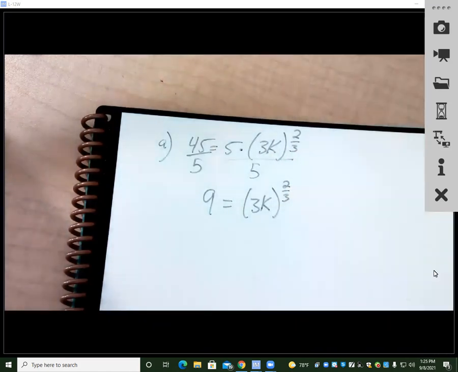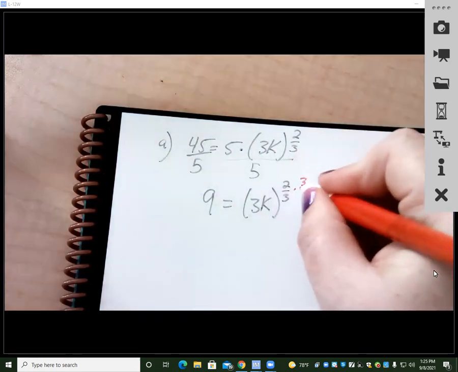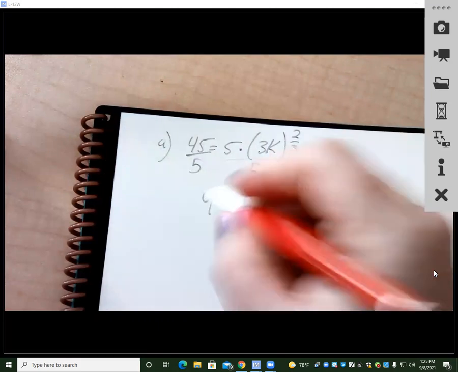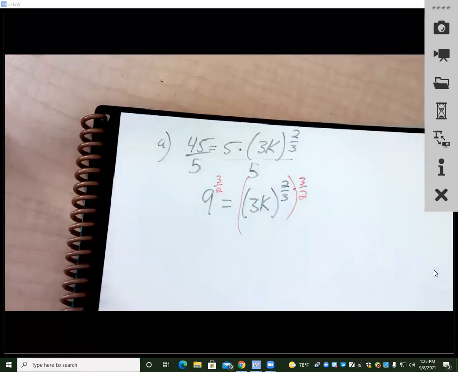All right, so now I have the thing being raised to the exponent by itself. In this case, it's all of 3k. So to undo this raising to the 2/3, I'm going to raise it to the 3/2. So I'll raise it to the 3/2, the whole thing, and this one as well. Okay, so on the left, what would 9 to the 3/2 power be?